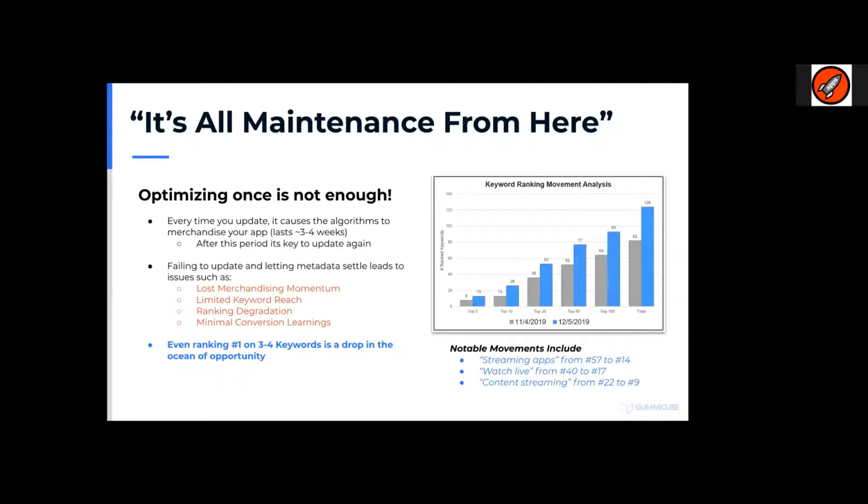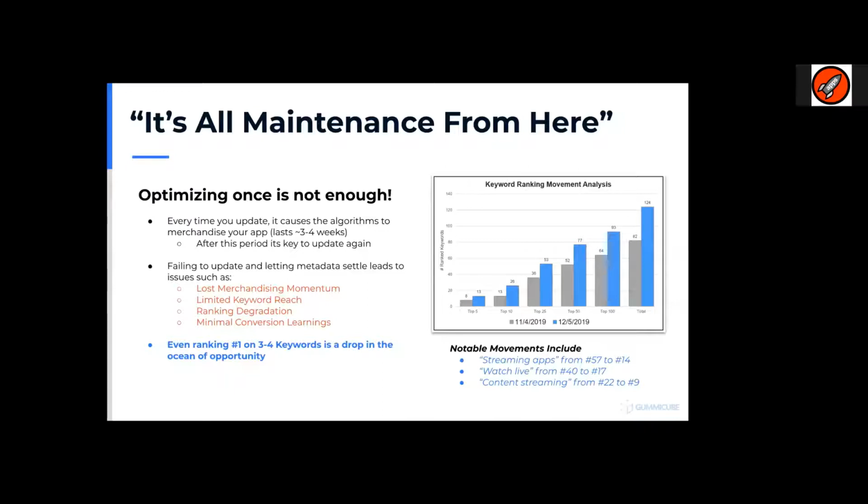And after that, there's less work. But that's web. In mobile, it's very different. And optimizing once is not enough. Every time you update your keywords and metadata, Apple and Google are going to crawl your metadata for about 3 to 4 weeks. And if you have a tool that can actually detect that process, you know when Apple and Google have finished crawling you. After that, it's time to update again.